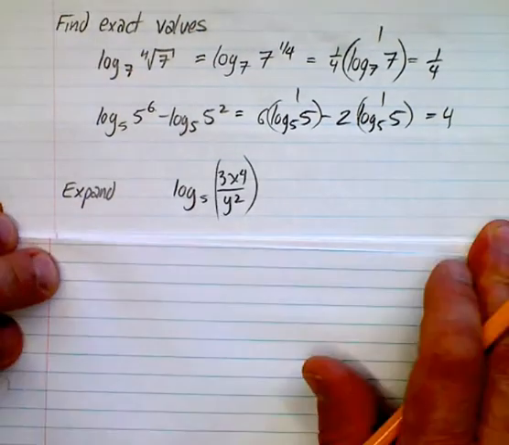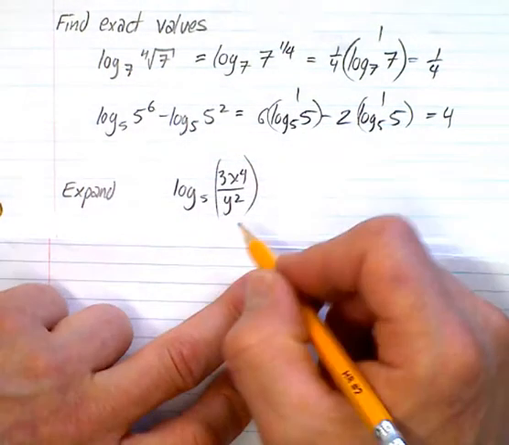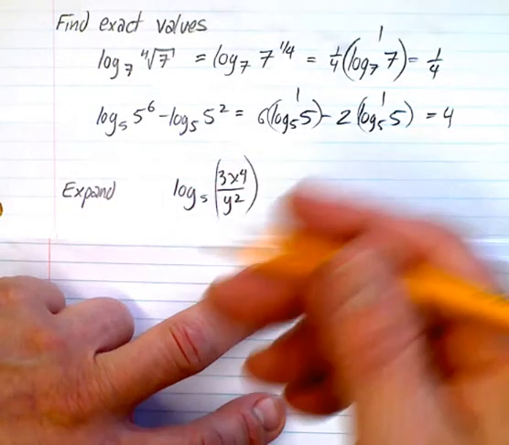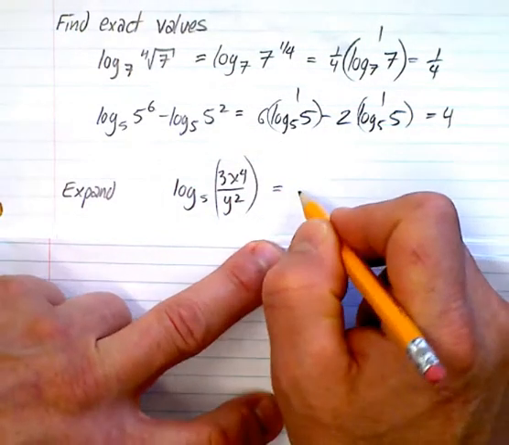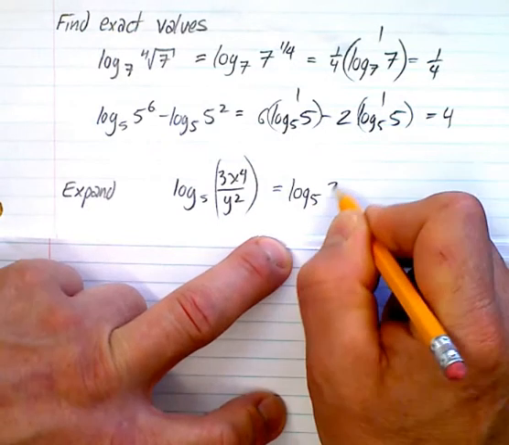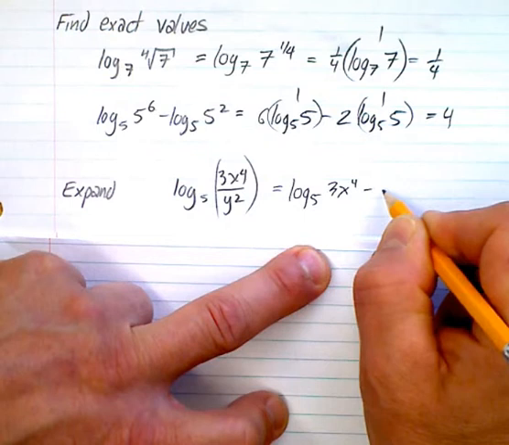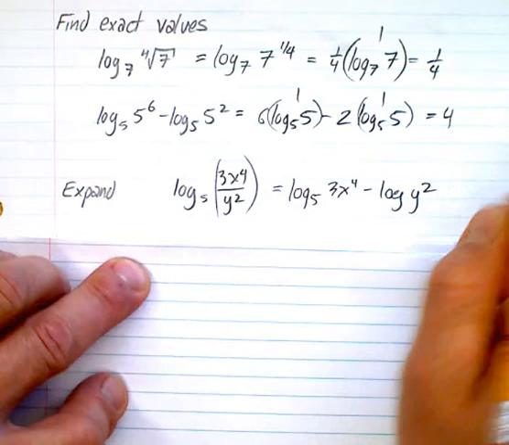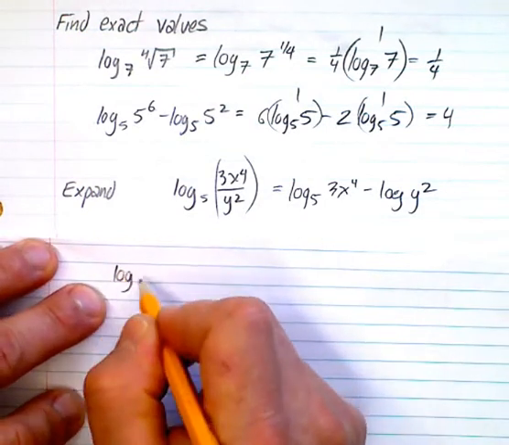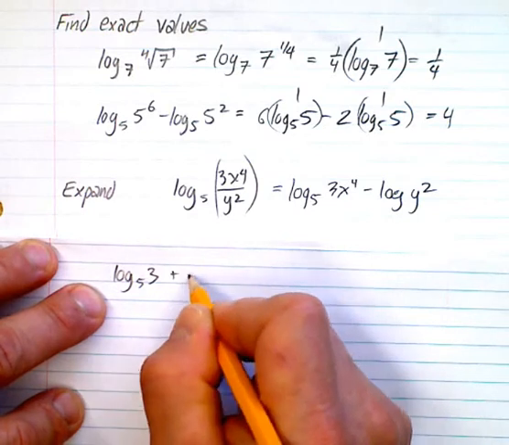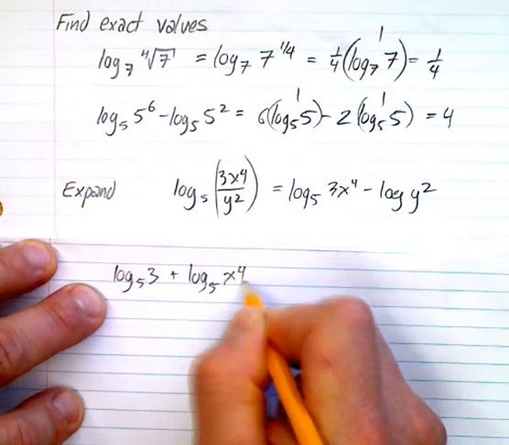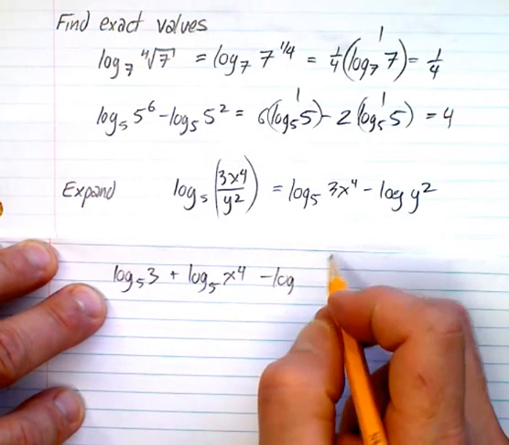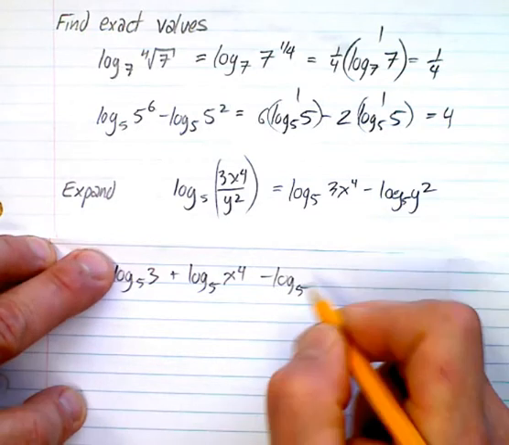Expand. Okay, so expand this. This is a little bit harder to evaluate. You can break it down into a series of logs that make it easier to work with, right? So this is going to be the same as saying log base 5 of 3x to the power of 4 minus log of y squared. Now, this one can be broken into log base 5 of 3 plus log base 5 of x to the power of 4 minus log base 5, I forgot the base 5 there, of y squared.